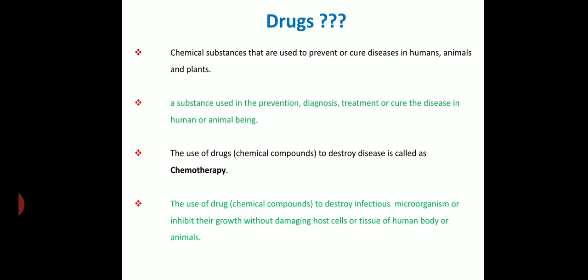The use of chemical compounds to destroy disease is called chemotherapy, a term given by Ehrlich in 1909. The systematic definition is the use of drugs or chemical compounds to destroy infectious microorganisms, or to inhibit their growth without damaging host cells or tissues of human beings or animals.